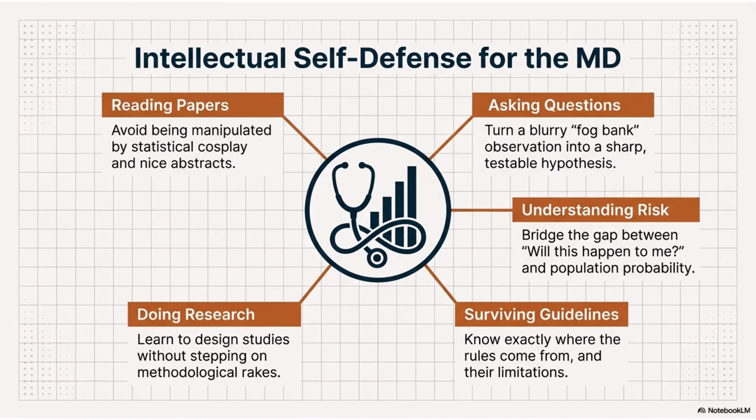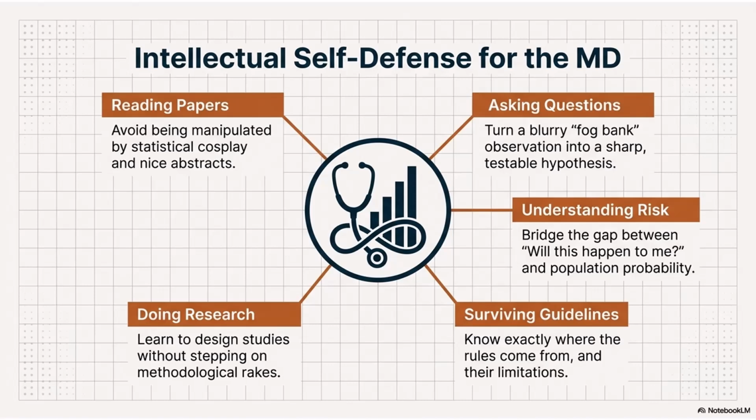Reason number 2, to ask better questions. Most beginners in research do not fail because they are lazy. They fail because the question is mush. They ask, is this disease associated with bad outcomes? That is not a research question. That is a fog bank. Epidemiology forces precision. In which population? Compared with whom? Measured how? Over what time? With what outcome? A sharp question can rescue a mediocre dataset. A blurry question can kill a beautiful dataset.